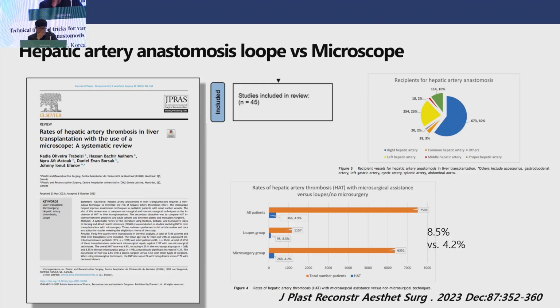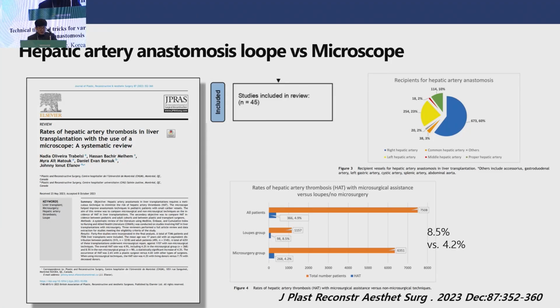This is a systematic review by a plastic surgeon: is a microscope better for hepatic artery anastomosis? This study examined the most recently published systematic review papers on the topic. A total of 45 studies were finally included, including 8,000 individuals.